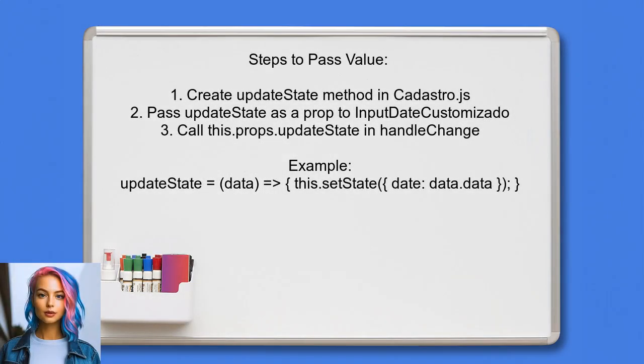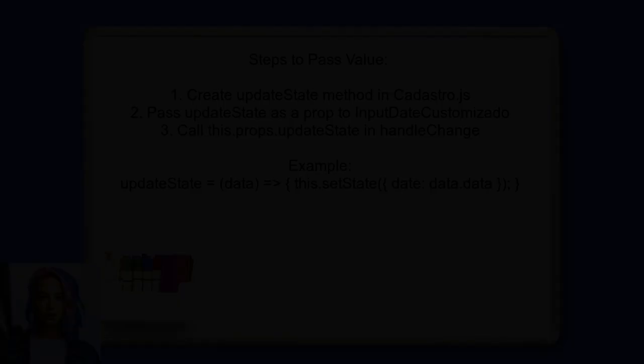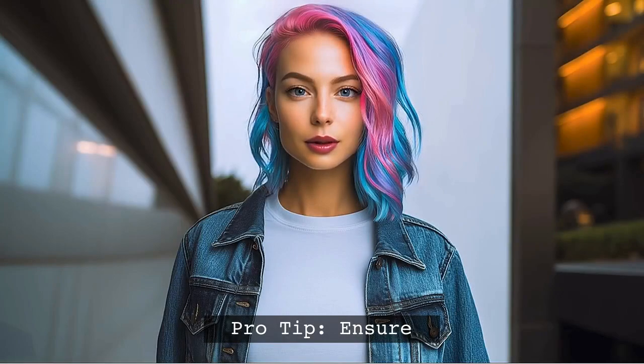To pass the date picker value to the parent component, create a method in Cadastro.js that accepts state changes from Input Date Customizado. Then pass this function as a prop to Input Date Customizado and call it in handleChange to update the parent state. Here's the pro tip I promised.